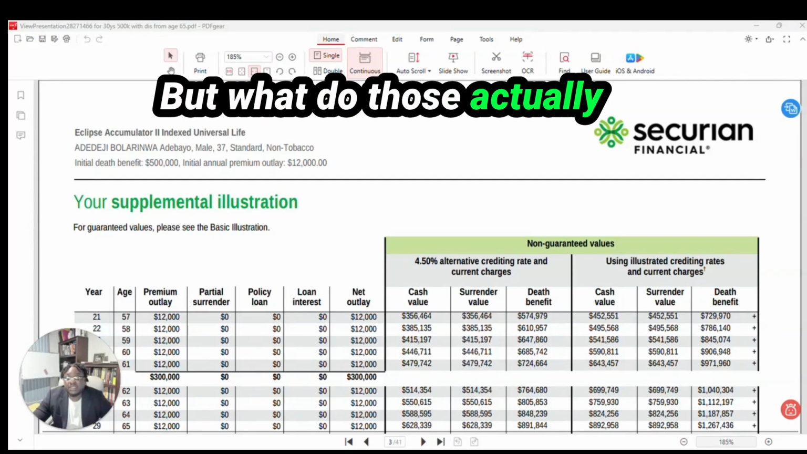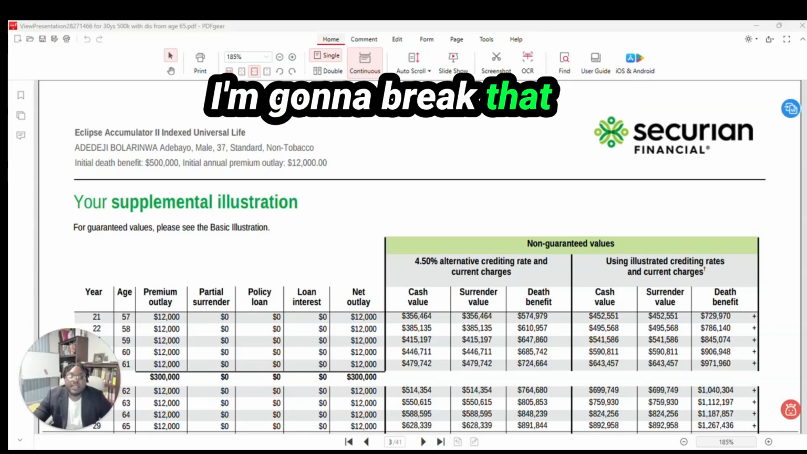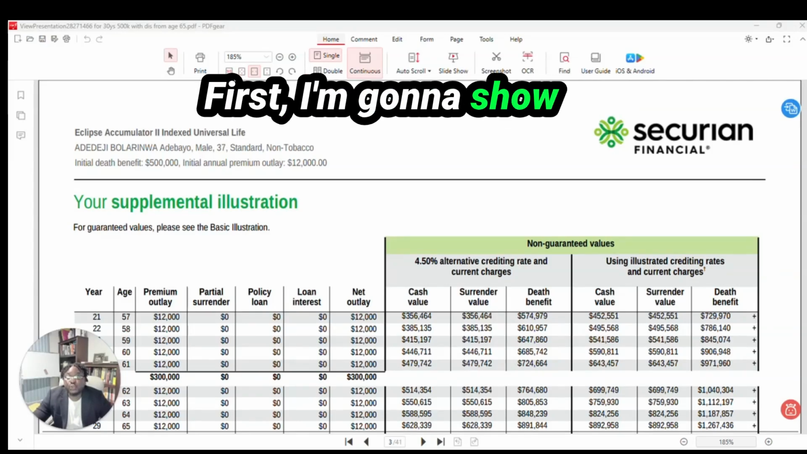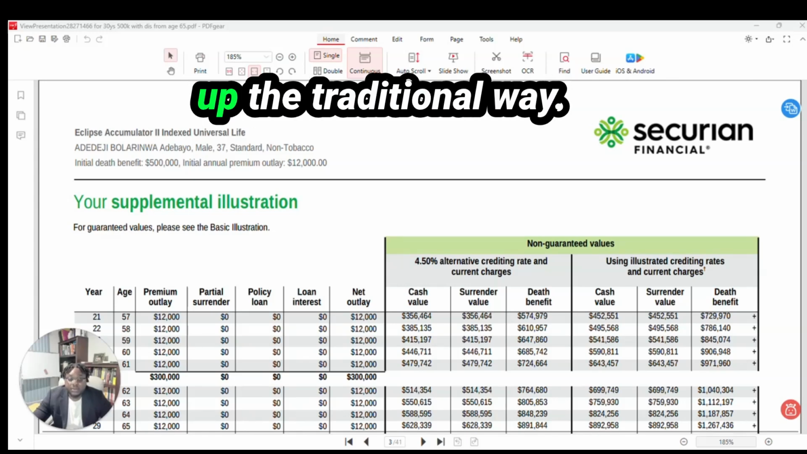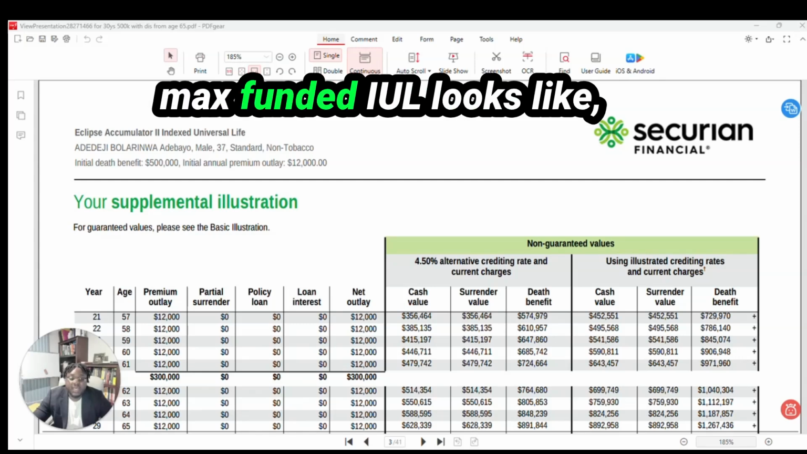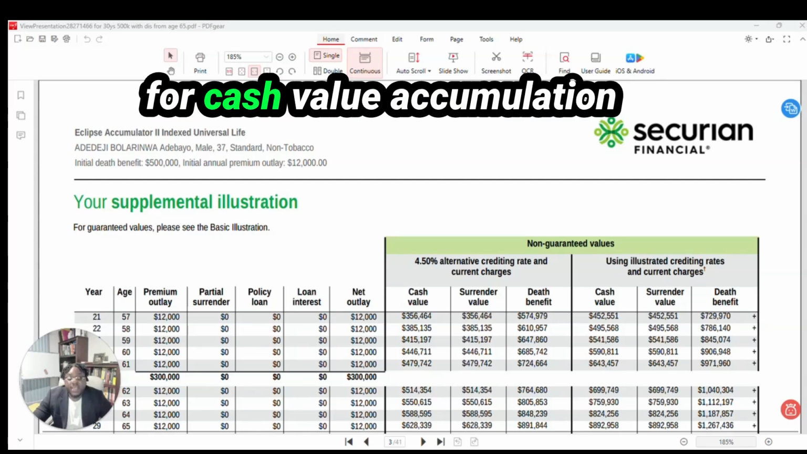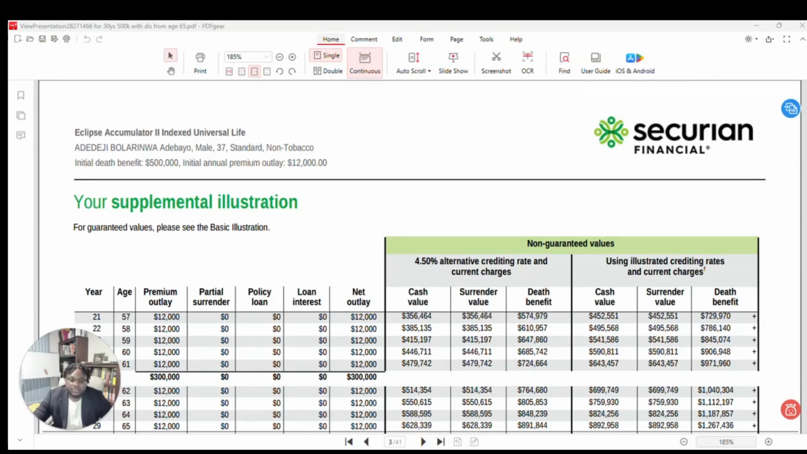But what do those actually mean in simple English? Today, I'm going to break that down step by step. First, I'm going to show you what a typical IUL looks like when it's set up the traditional way. Then I'll show you what a max funded IUL looks like, which is designed primarily for cash value accumulation and to fully fund a policy in a shorter period of time.